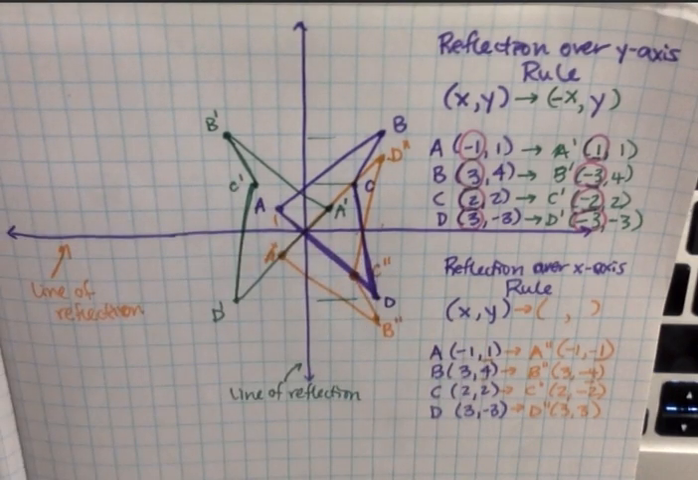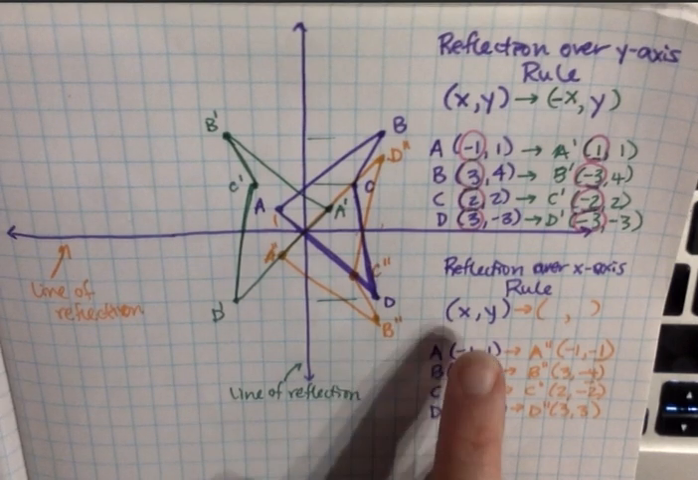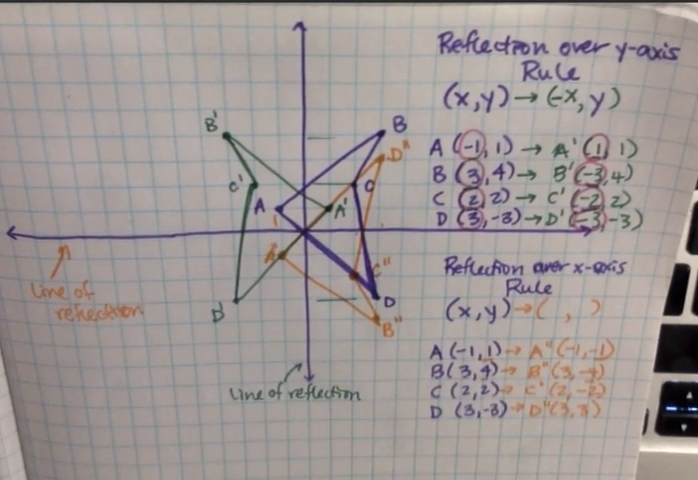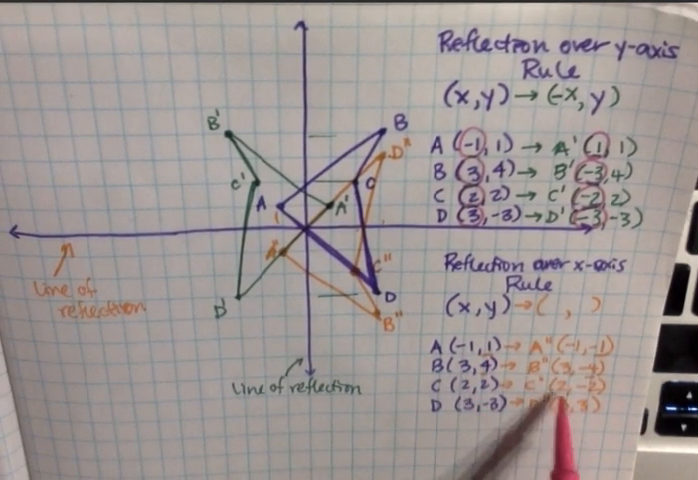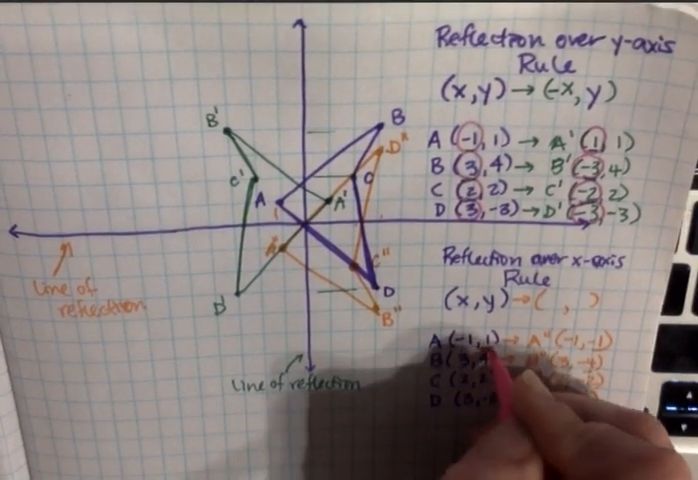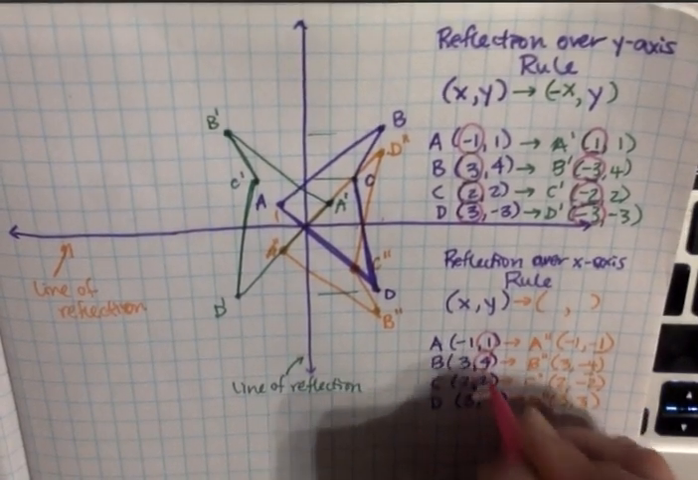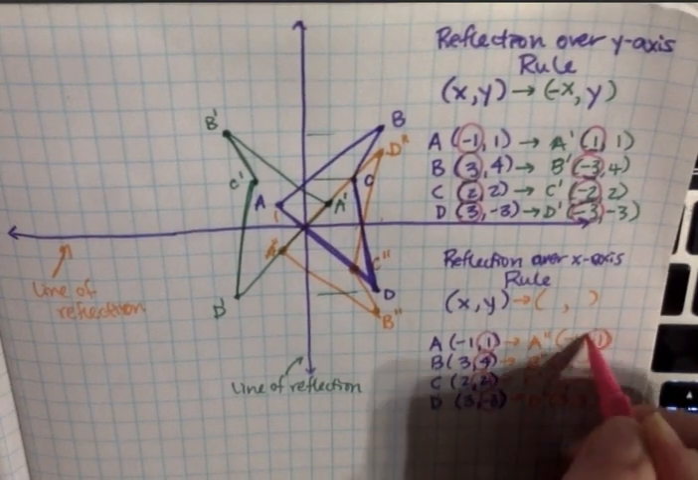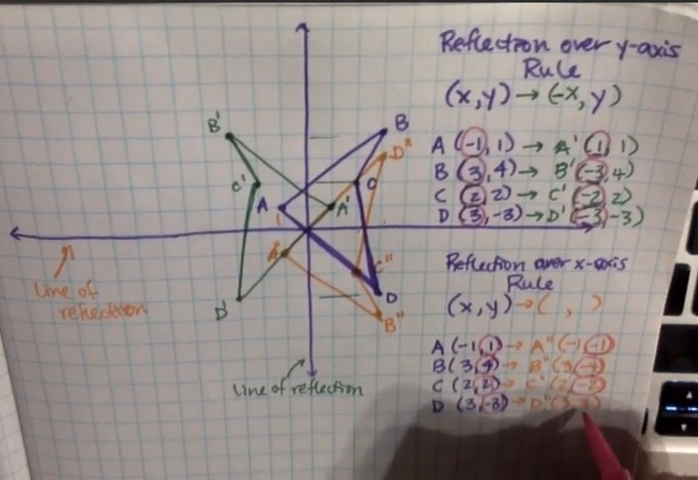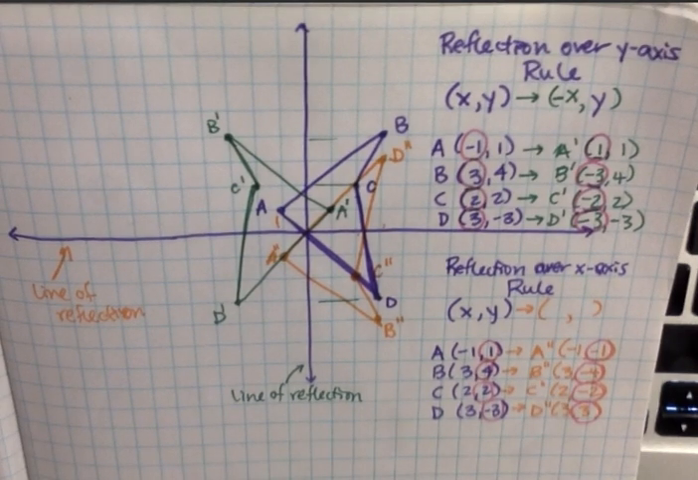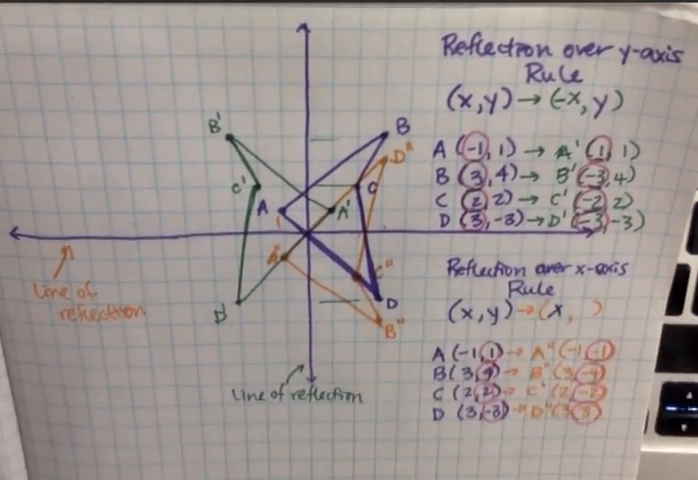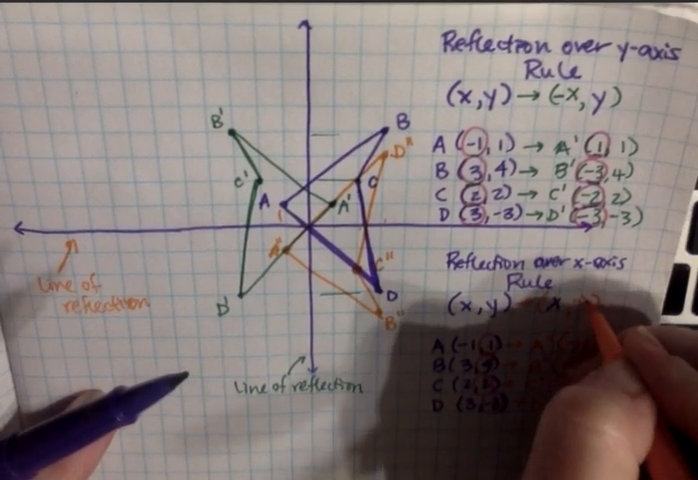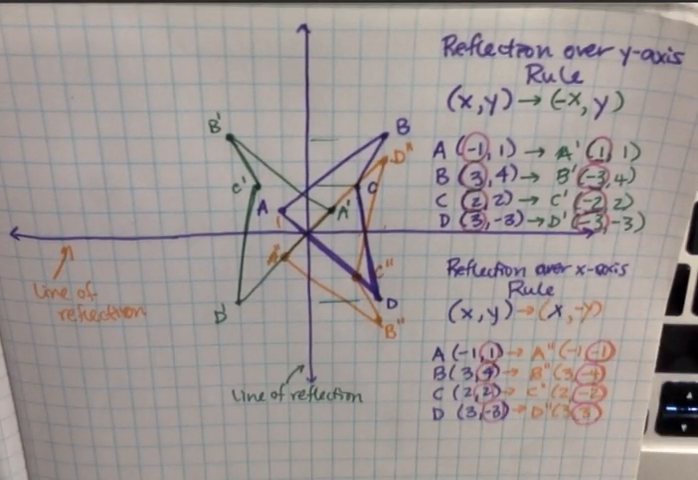Now looking at how those things changed, our x values all stayed the same: negative 1, negative 1, 3, 3, 2, 2, 3, 3. But our y values, the 1, the 4, the 2, the negative 3, became negative 1, negative 4, negative 2, positive 3. So our y values this time changed. What we can say for our rule is this: our x values stayed the same this time, but our y values became opposite of what they were before.